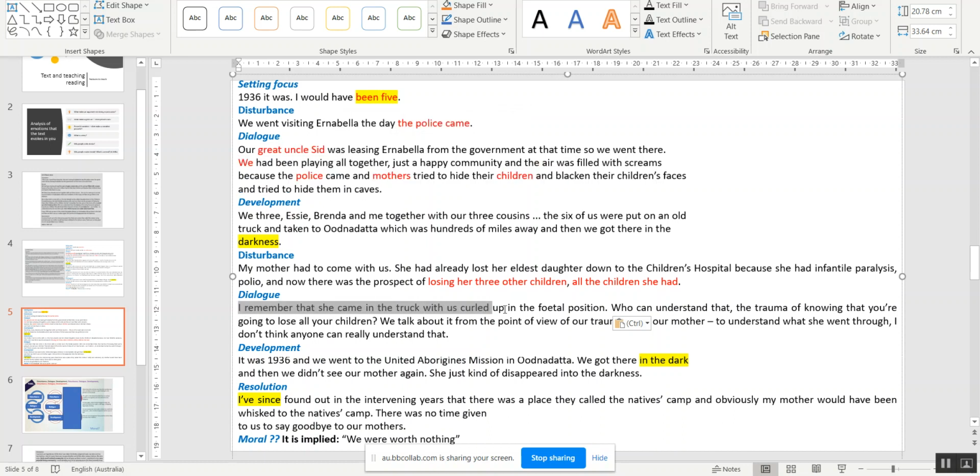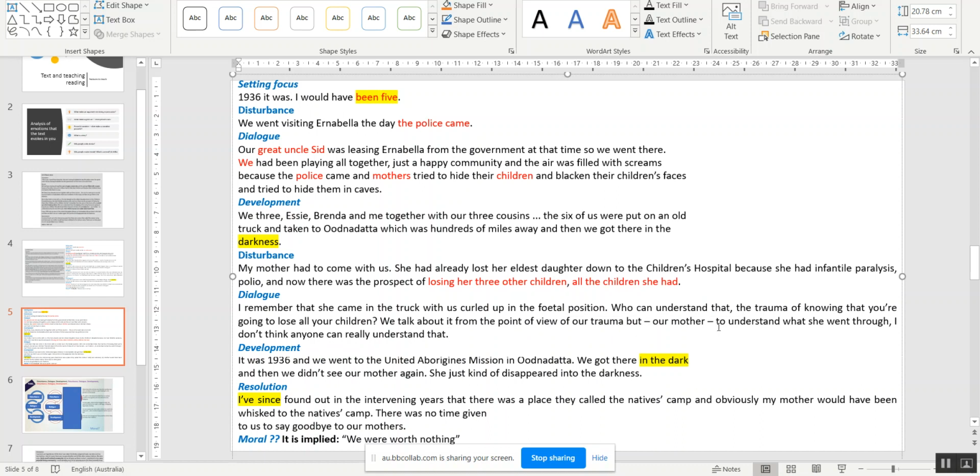Remember, she came in a truck. This is how he's trying to remember. This is the internal dialogue. Who can understand it? The trauma of knowing you're going to lose all your children. So he's reflecting here, generating this dialogue on feeling for his mother. We talk about it from the point of view of trauma.